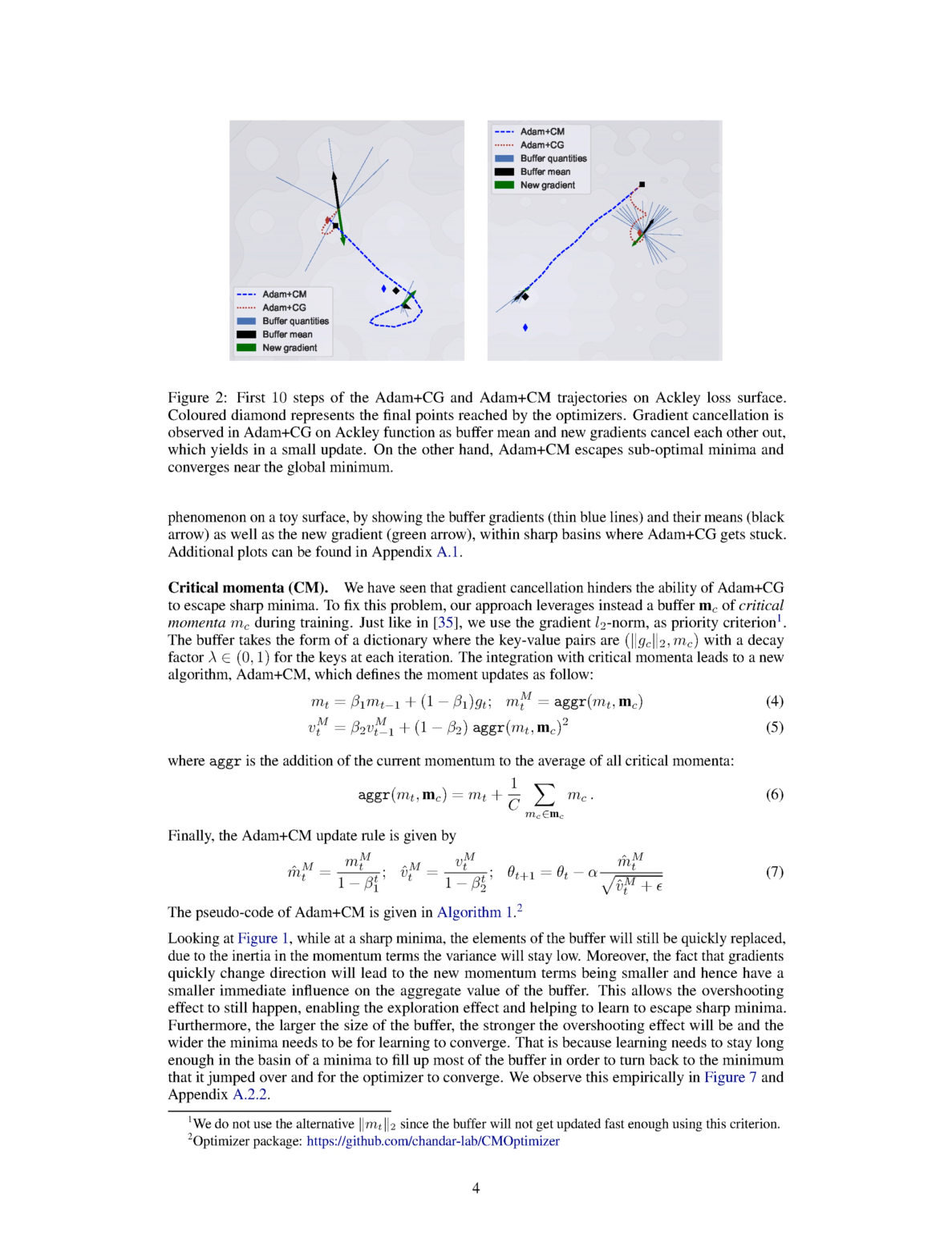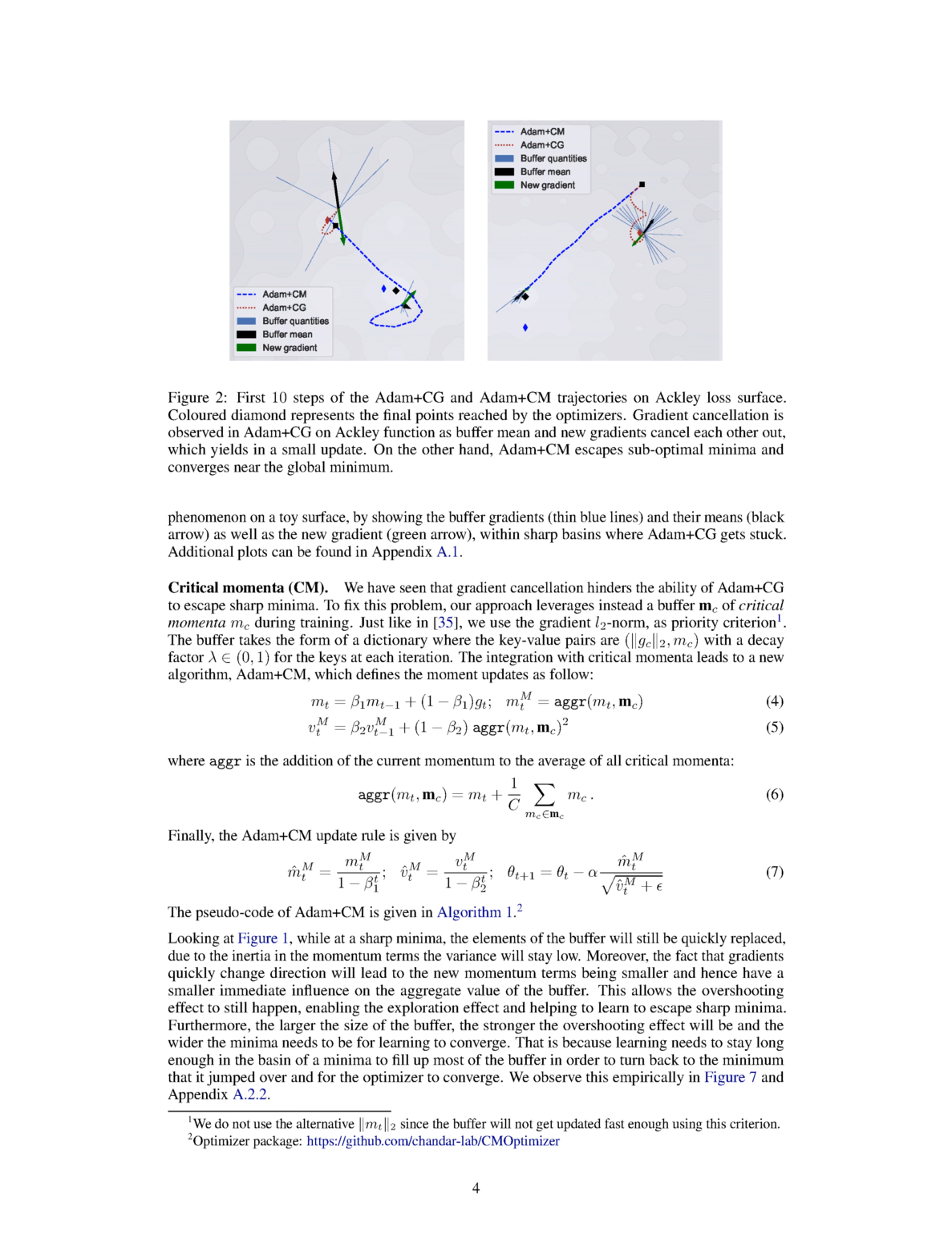The larger the buffer, the stronger the overshooting effect, and the wider the minima must be for learning to converge. This is because the learning process needs to stay in a minima's basin long enough to fill most of the buffer before it can return to the minimum it jumped over and allow the optimizer to converge. We've observed this behavior empirically.